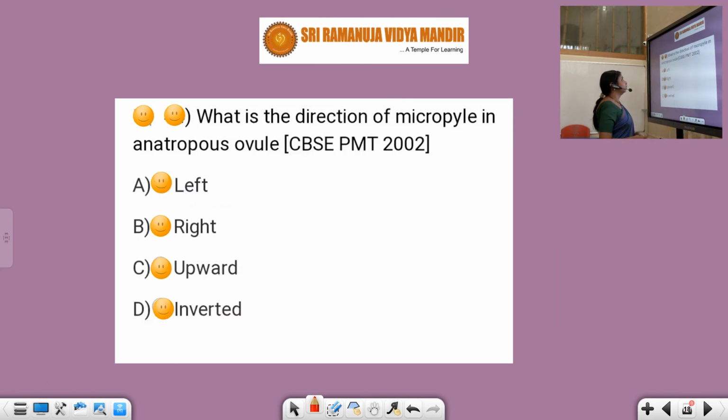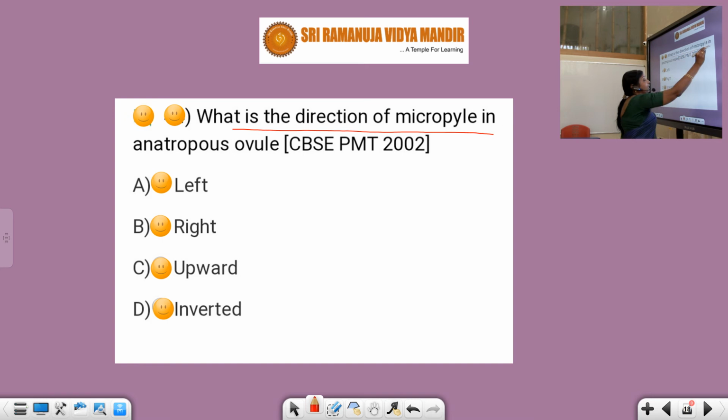Now let's see another one. What is the direction of the micropyle in an anatropous ovule? Of course, a very easy question. In orthotropous it is a straight, upright ovule; all three parts, micropyle, chalaza and funiculus, lie in a straight line. In hemitropous it is a horizontal ovule, because the body bends at a 90-degree angle to the funiculus. In campylotropous the body bends so much that the micropyle portion comes nearer to the funiculus.